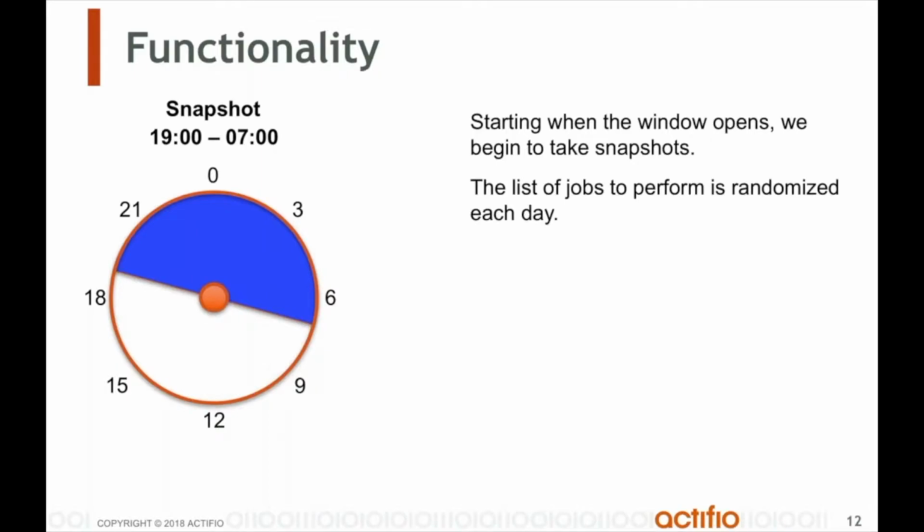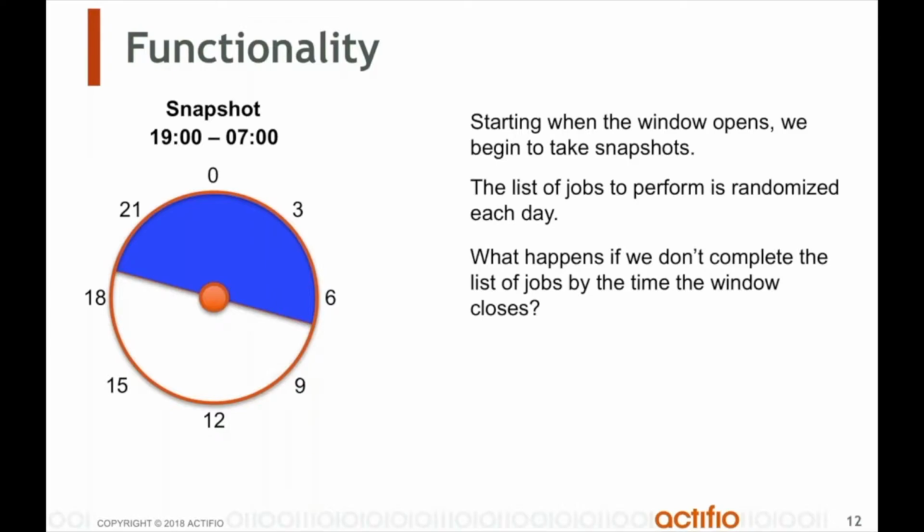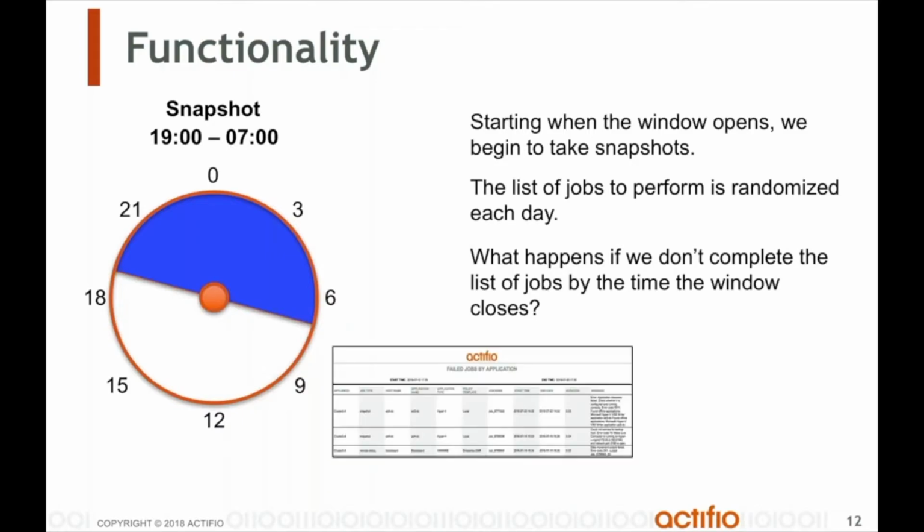But what happens if we don't complete all of the jobs, that the window closes before everything is processed? Well, by default, we process 6 concurrent jobs in the snapshot pool. That is actually a parameter which you can change on the desktop UI. Now, there are reports, of course, that are going to help you with this. So there is a report that lists job failures.